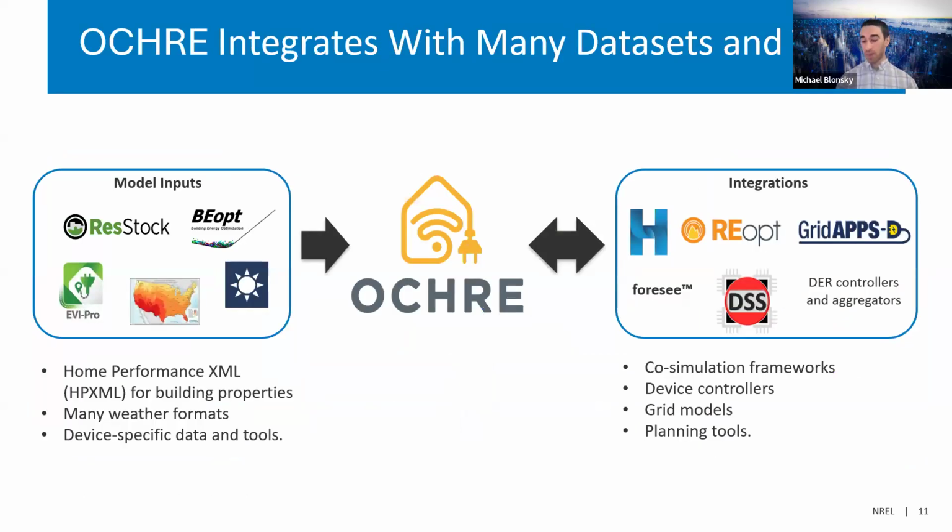So there's been a lot of focus on integrating Ochre with many other tools, many of them NREL developed, but making sure that we're bringing the best of both worlds from the buildings and vehicles tools, as well as from the grid tools. So ResDoc and BOpt are residential building tools that use the Home Performance XML or HPXML file format, which Ochre can use and import the building characteristics from those tools.